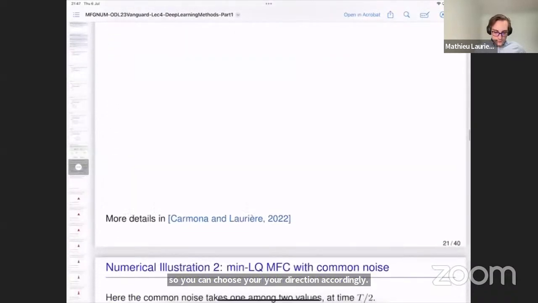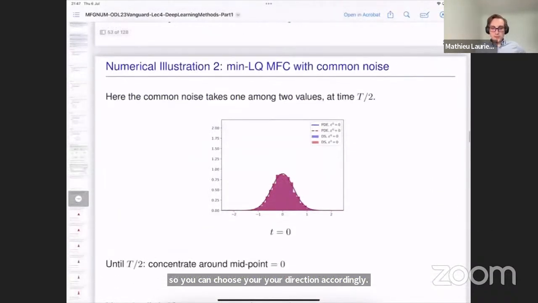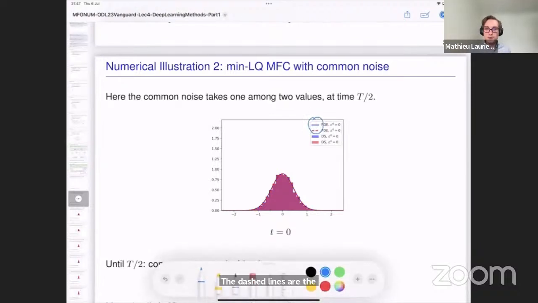Okay, so at the beginning, you see this. So here I'm plotting together the two scenarios, two realizations of the common noise, one where the common noise is going to be on the left, one where the common noise is going to be on the right. But at the beginning, the common noise is just 0. The dashed lines are the densities obtained by the PDE method. So basically the 6 PDEs that I solved by finite differences.